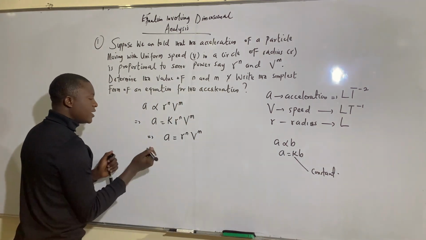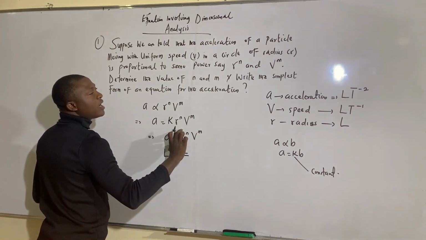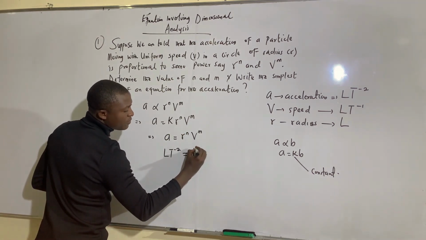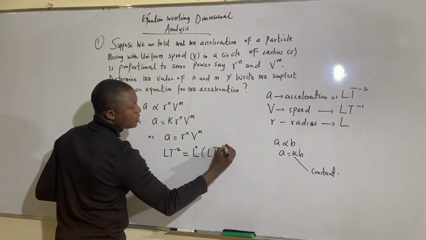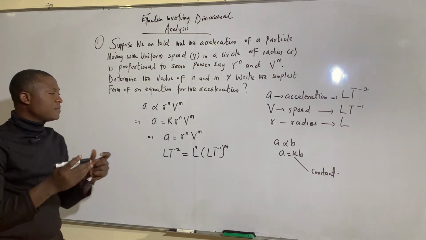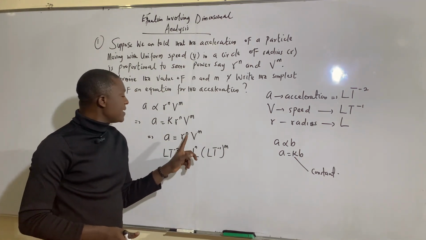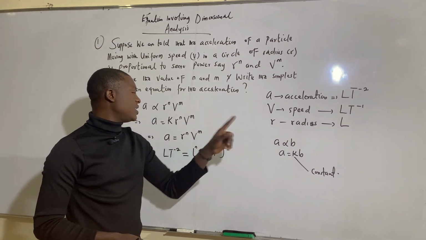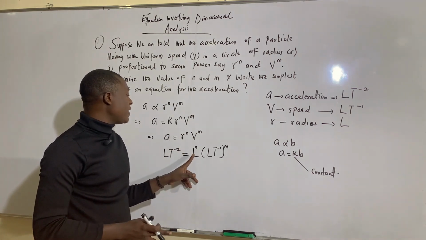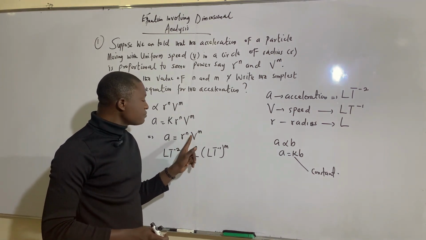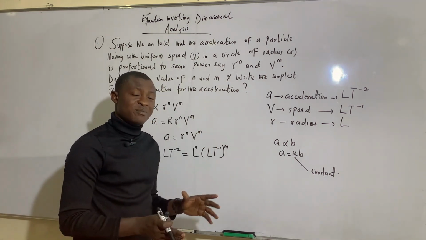So my A, that is LT raised to the power of minus 2, is equal to our R, which is radius. We have L raised to the power of N. So our V that we have is LT raised to the power of minus 1, raised to the power of M. Just a simple substitution. Our A, acceleration, is nothing but LT raised to the power of minus 2. Our R, which is a length, which is radius as mentioned, but we know that length and radius have the same dimension here. We have it to be L raised to the power of N. Our V is LT raised to the power of minus 1, so they all have M. That's raised to the power of M. I hope you are following me, right?